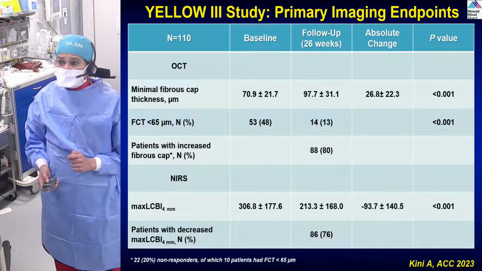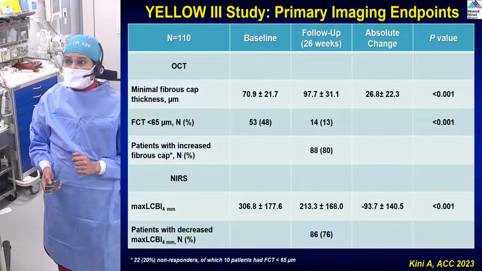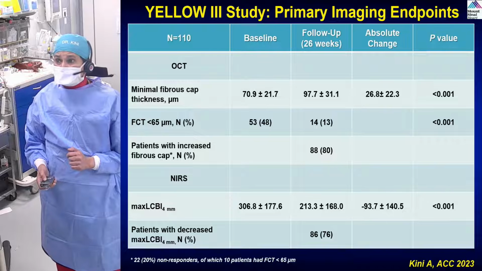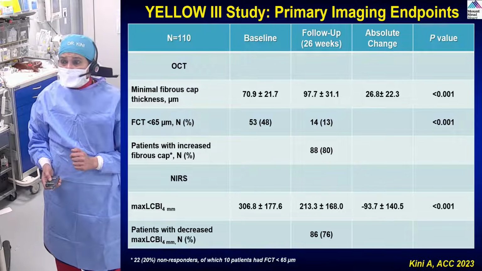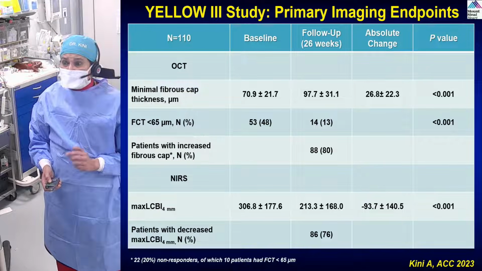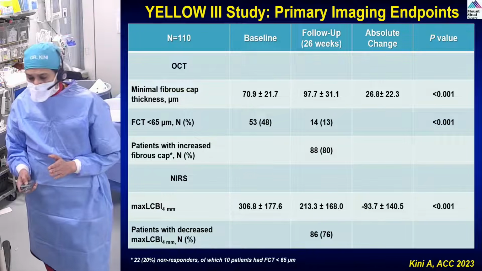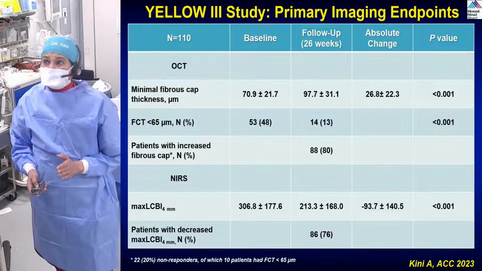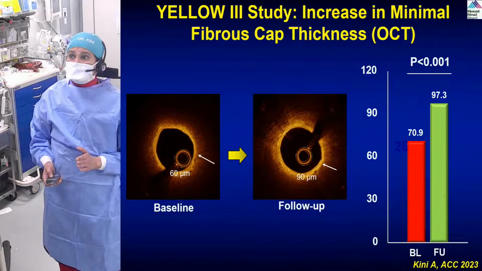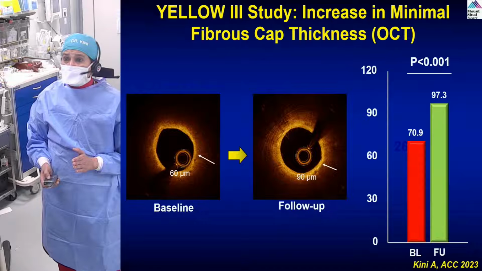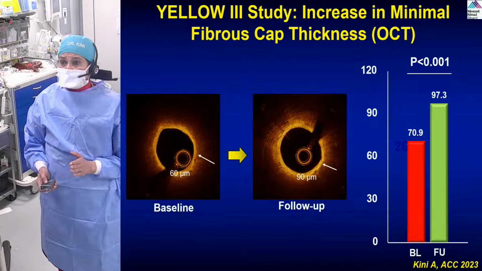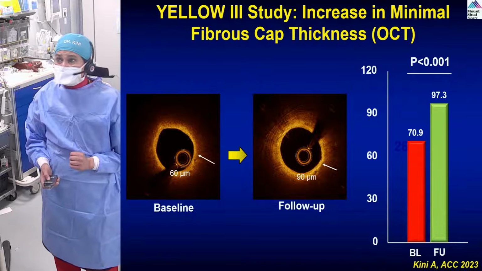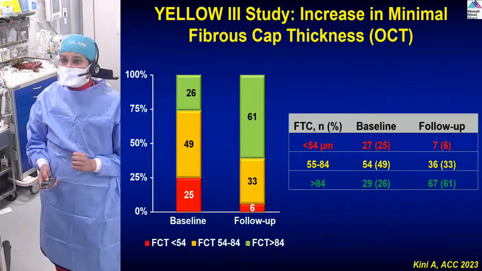With the NIRS, same thing: 306 at baseline, decreased to 213, with an absolute change of 93. About 76% had a decrease in NIRS, and about 24% of the patients were non-responders when it comes to NIRS. This is just an example: a baseline case of 60 micron by OCT, and at follow-up, 90 microns, a significant change.